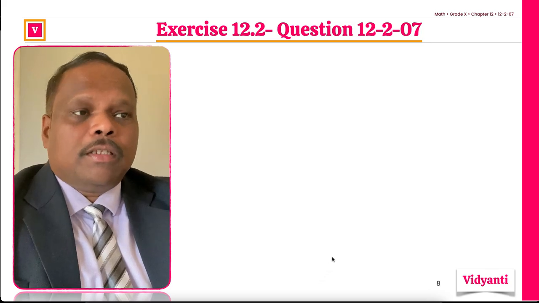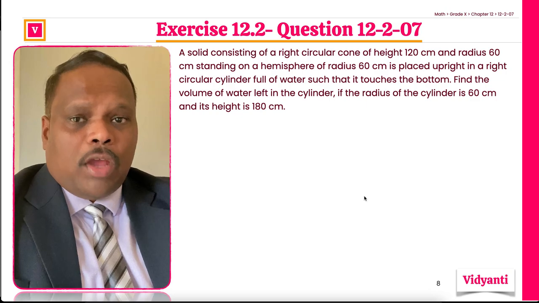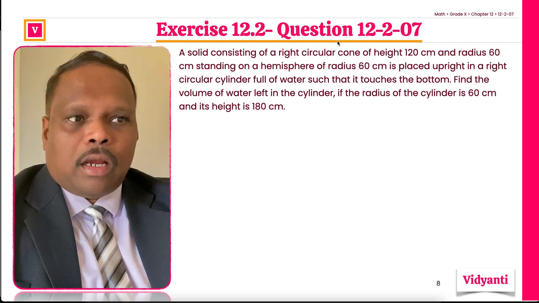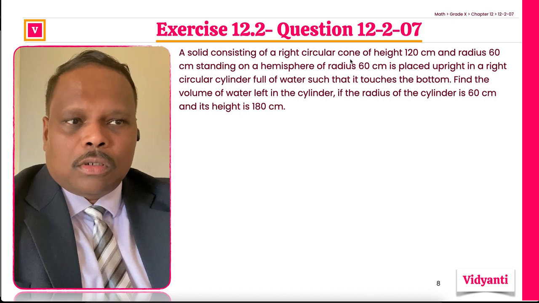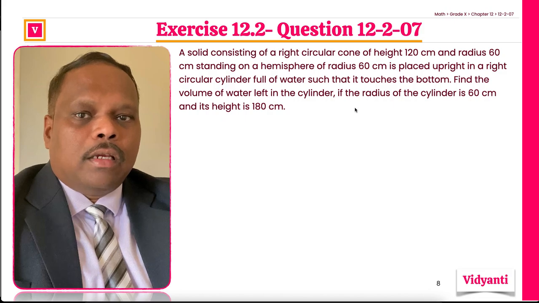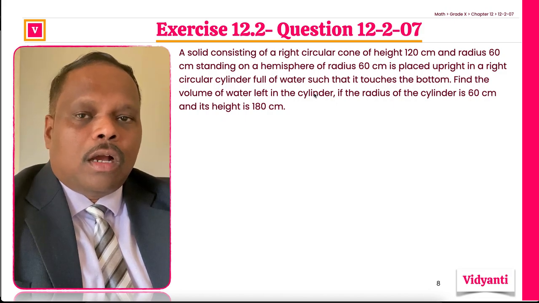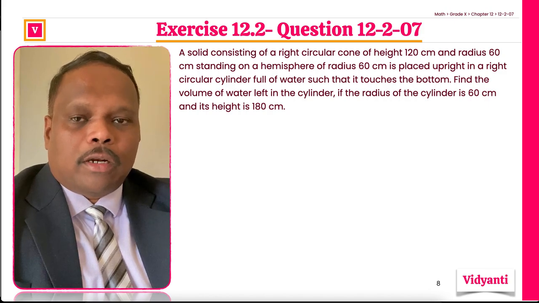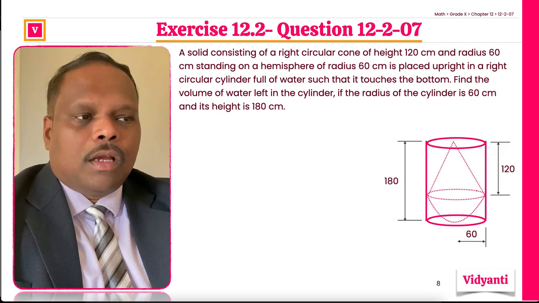Let's see the next question in this exercise, question 12.7. We have been given a solid comprising a right circular cone sitting on top of a hemisphere, and this combined solid is inserted in a cylindrical object, and we are supposed to find out how much will be the water capacity of this particular cylinder. So let's see the diagram really quick.